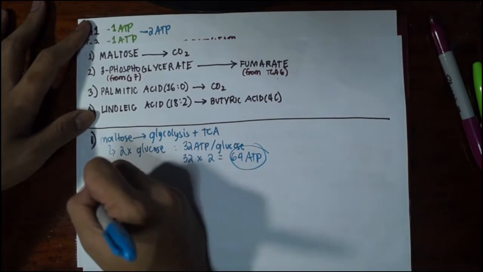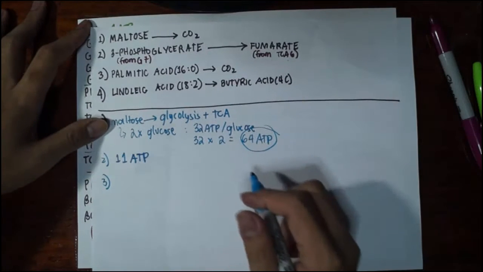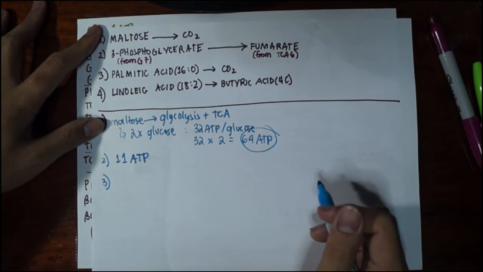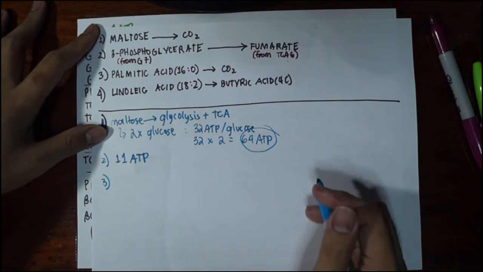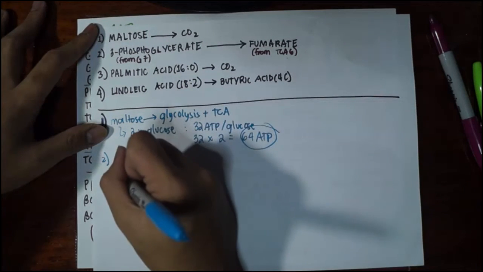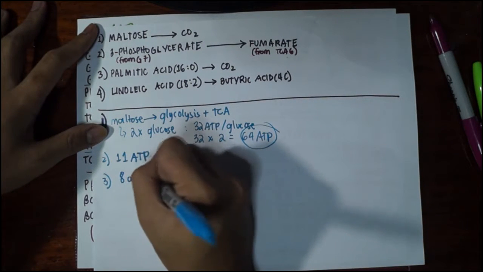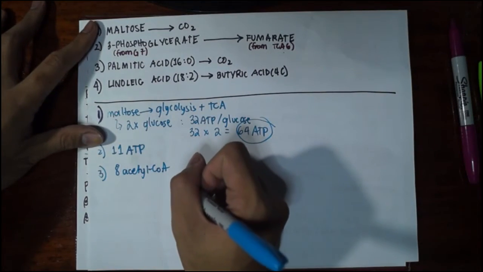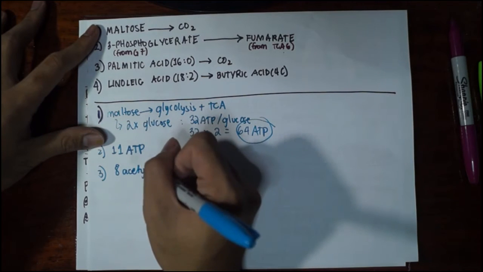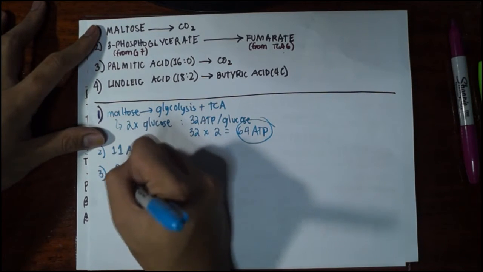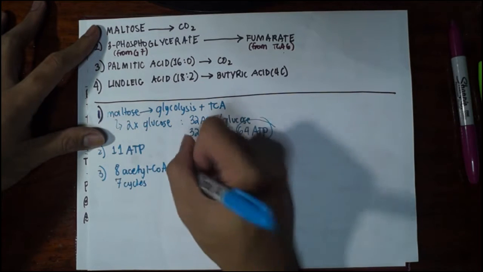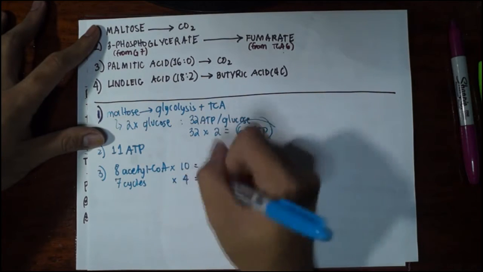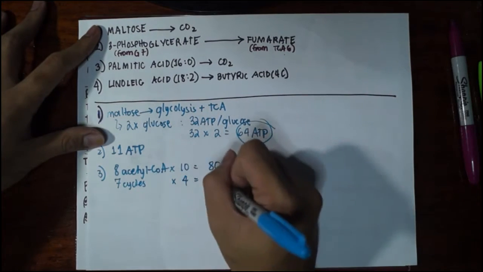Alright, now number 3, we have palmitic acid, which is a 16-carbon fatty acid with no double bond, converted to carbon dioxide. Here, we assume 16 divided by 2 is equal to 8 acetyl coenzyme A's. And then how many cycles? The number of cycles is equivalent to the number of acetyl CoAs minus 1, so that is 7 cycles. Remember that each acetyl CoA gives us 10 ATP, and each cycle gives us 4. So 8 times 10 is equal to 80, 7 times 4 is equal to 28.